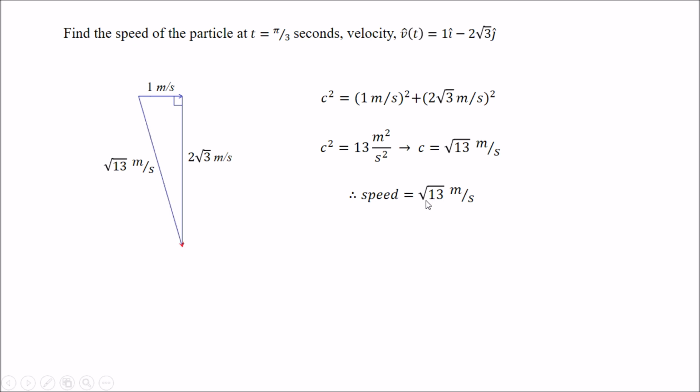We know the particle is traveling square root of 13 meters per second, but like the plane problem, we'd really have to figure out the angle if we wanted to know the direction. We can see it here in this triangle, so we know we're going towards the southeast.